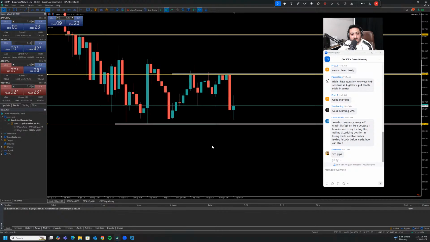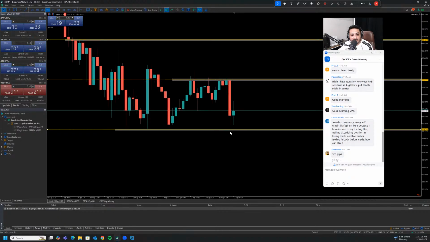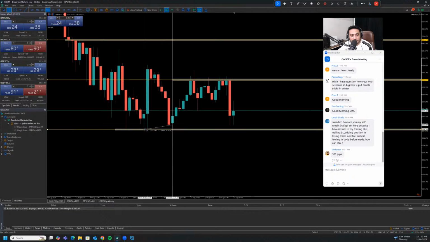Okay, back to work. So we have a resistance here, and at the same time we have a support. Why I'm taking this support is because right after a few pips there's another support on the left hand side.